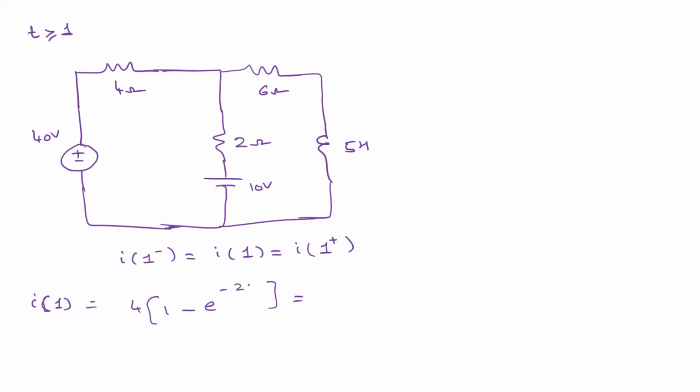What is e to the power of minus 2? 1 minus e to the power of minus 2. 3.4586. That means 3.459. Correct? 3.459 amperes. Okay. So obviously it is less than 4. So that means it is correct, I guess. So this is its initial condition, right? Okay. So what else you need to calculate?